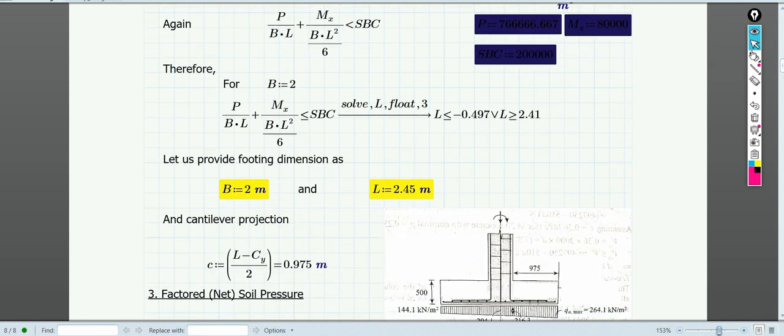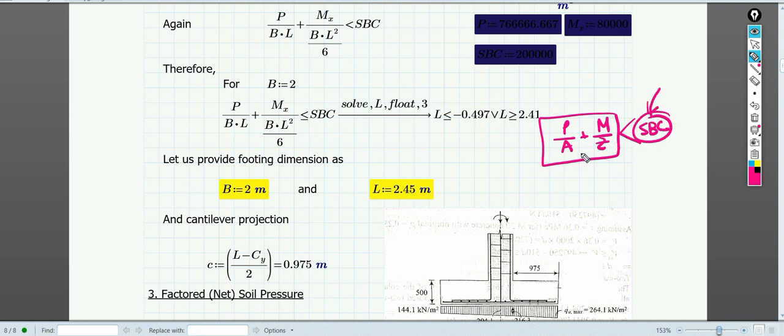Now again, previously we have seen that the maximum stress will be nothing but P by A plus M by Z, right? And this maximum stress should always be less than the safe bearing capacity. Whatever stress is developed because of the point load as well as the moment should be less than the safe bearing capacity, otherwise the soil will fail. So our condition is P by BL, that is P by A, plus M by Z, that is M by BL square by 6, should be less than SBC.